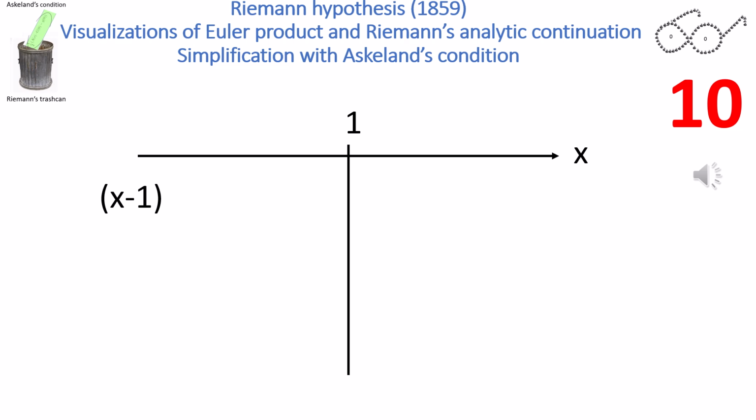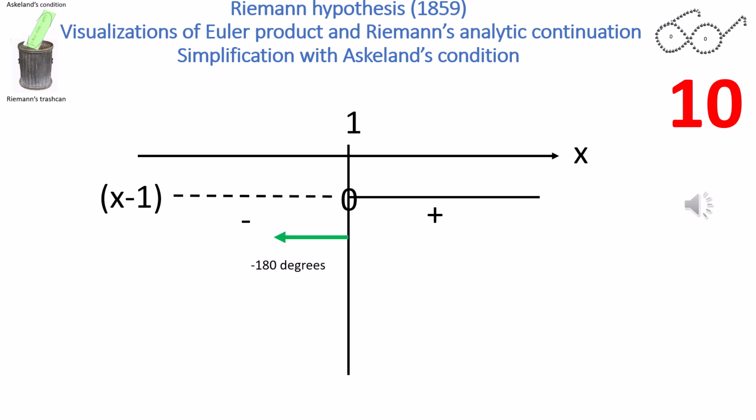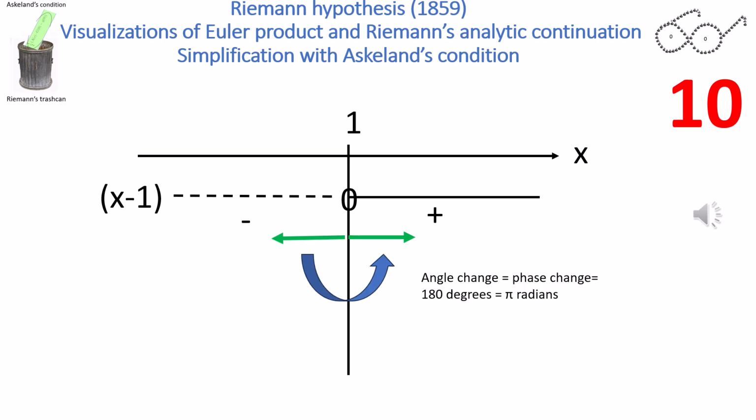For a real variable x, x minus 1 is a factor. This factor is 0 when x is 1. The factor is positive when x is larger than 1. The factor is negative when x is smaller than 1. When x passes through 1, the angle goes from minus 180 degrees to 0 degrees. The change of angle is 180 degrees or pi radians.